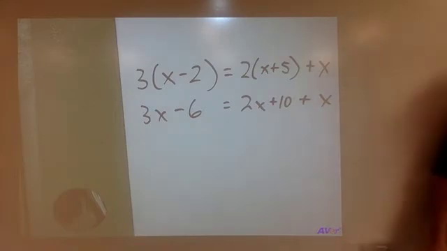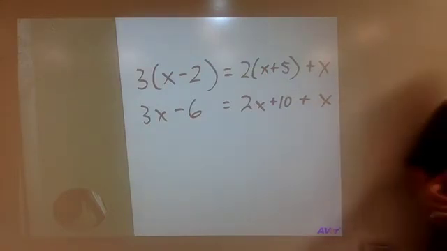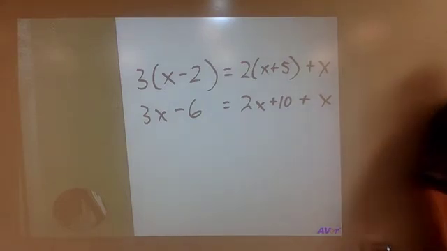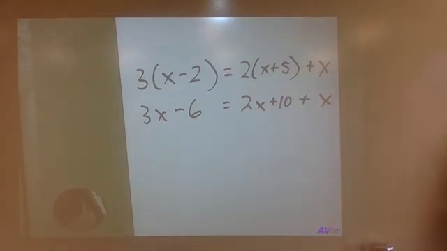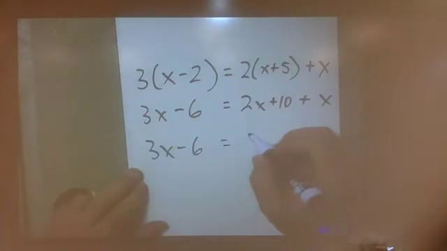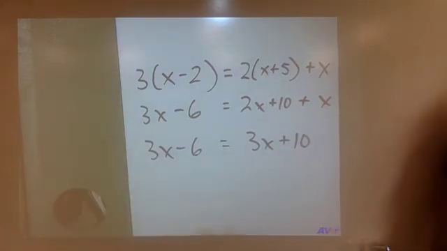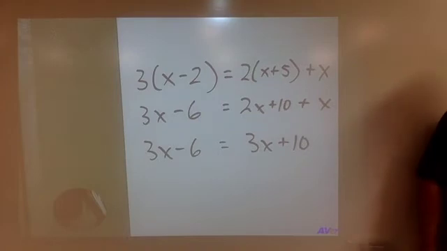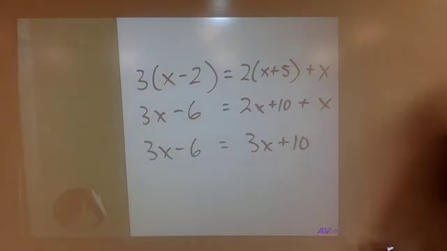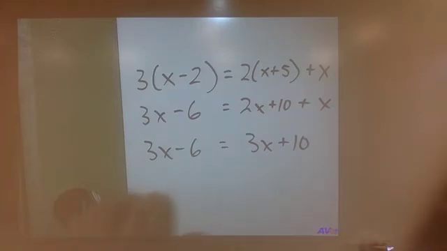All right, now we can start combining our x's together. The 2x and the x are on the same side of the equal sign. They're both on the right. We can combine those like terms together. A positive 2x and a positive 1x is 3x. So you get 3x minus 6 is equal to 3x plus 10. All right, and this is going to get into a situation where there's no solution, and that comes later in the year, which is a little bit more complicated.